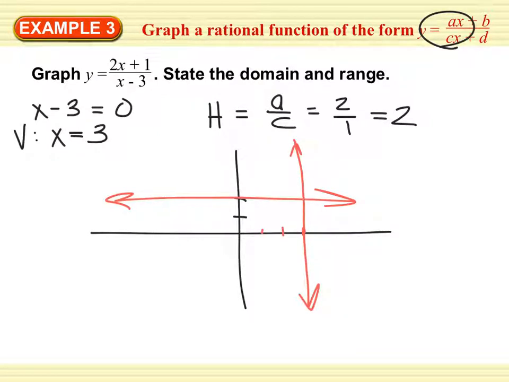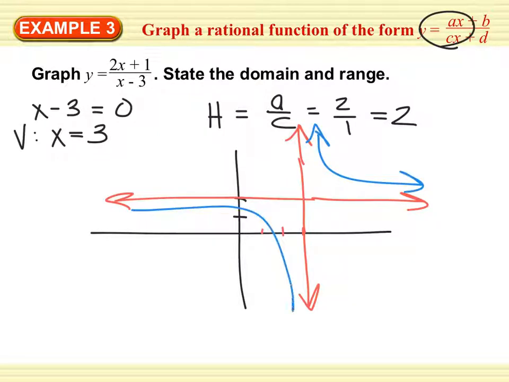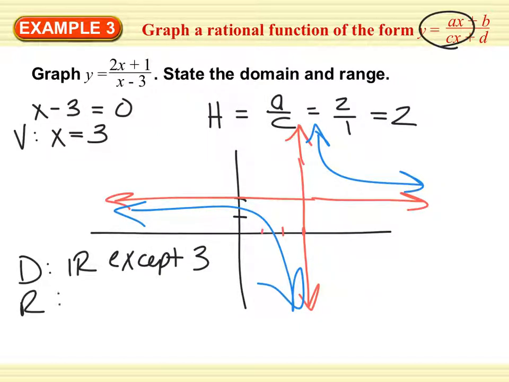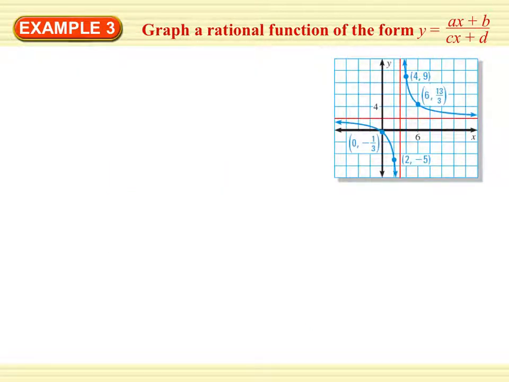I don't have any negatives out front. I'm just making this a little longer. So my graphs will be in quadrants 1 and 3. The domain is going to be all real numbers except the asymptote of 3, and the range is going to be all real numbers except the asymptote of 2. And there's the prettier graph with numbers actually plotted.